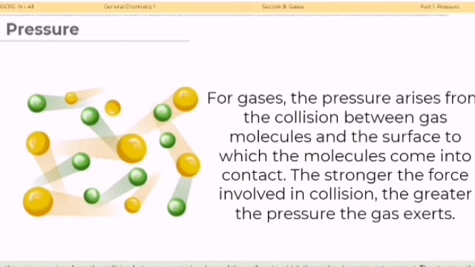For gases, the pressure arises from the collision between gas molecules and the surface with which the molecules come into contact. The stronger the force involved in collision, the greater the pressure the gas exerts.